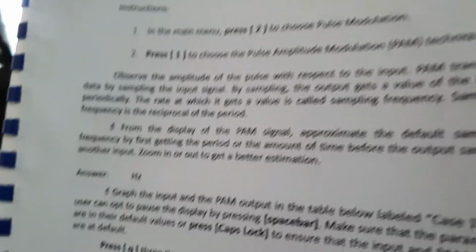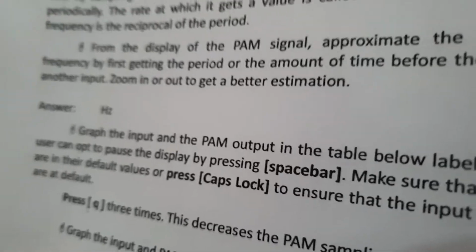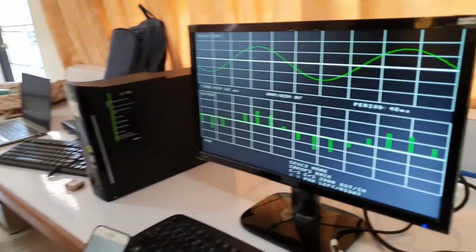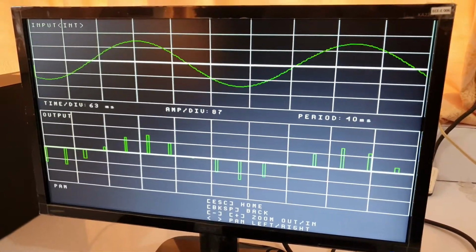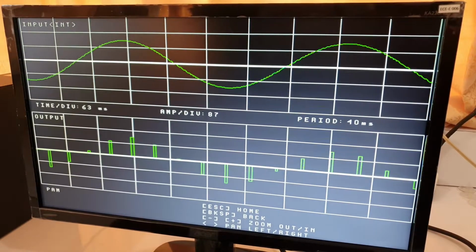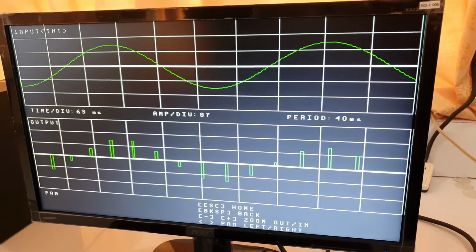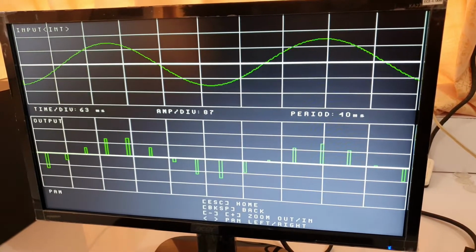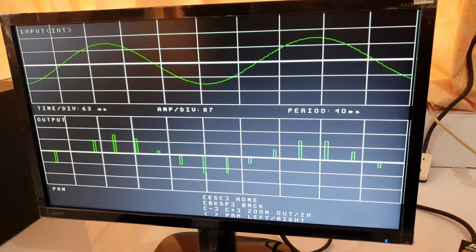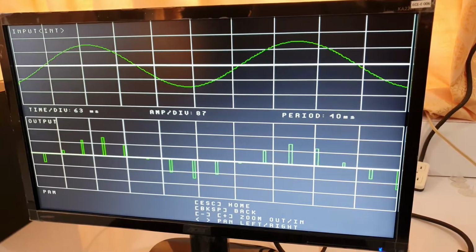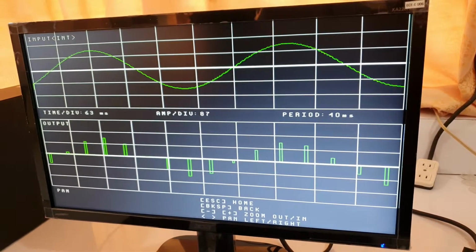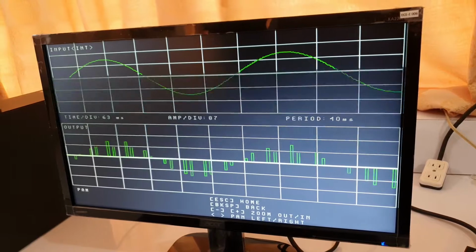Okay. And let's observe. Kindly read. Observe the amplitude of the pulse with respect to the input. Pump transmits data by sampling the input signal. By sampling, the output gets a value of the input periodically. The rate at which it gets a value is called sampling frequency. Sampling frequency is the reciprocal of the period.